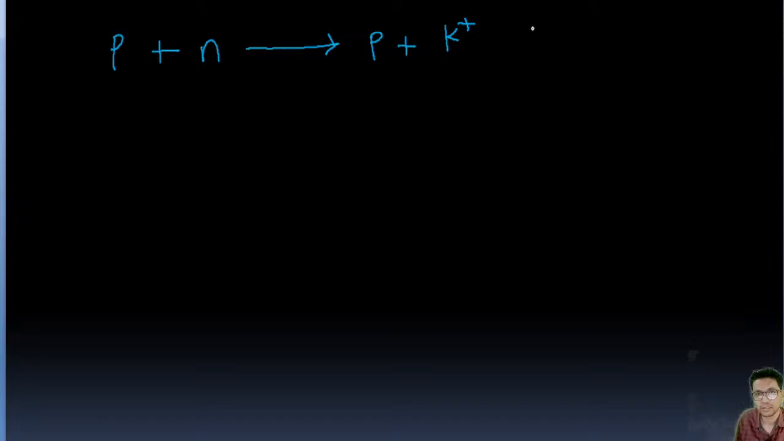Okay, so we have been given this reaction, guys. The reaction is P plus N gives P plus K plus and X. Okay, so this is the reaction we have been given. We need to find out the baryon number, strangeness, and I3 component.